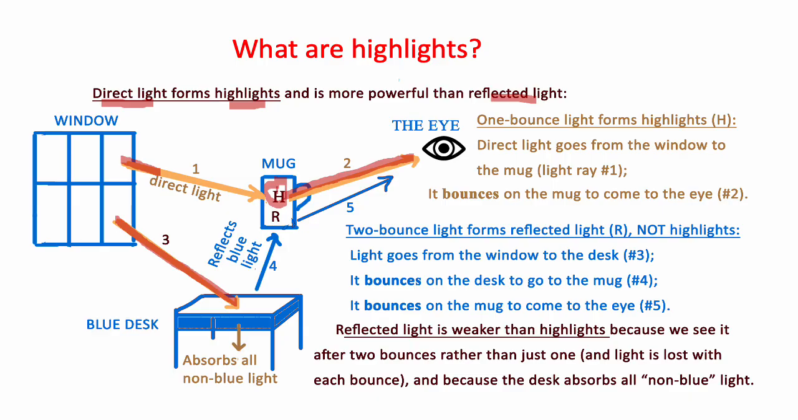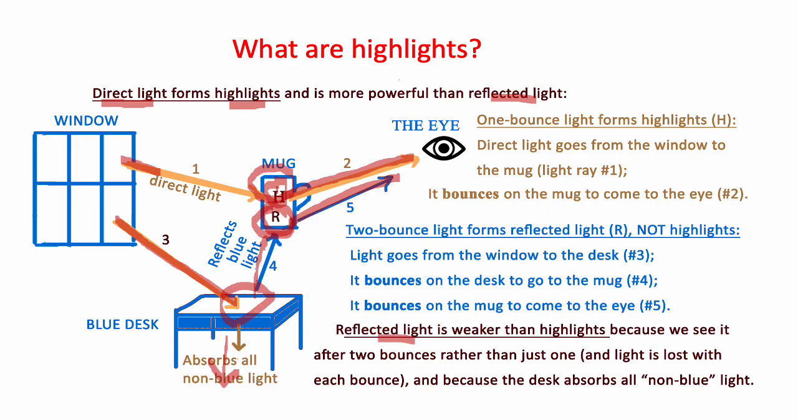The desk reflects only blue light since it's a blue desk. It absorbs all non-blue light, and it causes reflected light on the mug. It does not cause a highlight, and that reflected light is sent to our eye so that we see it. The highlight has one bounce on the mug, whereas the reflected light has two bounces. It bounces on the desk and it bounces on the mug.